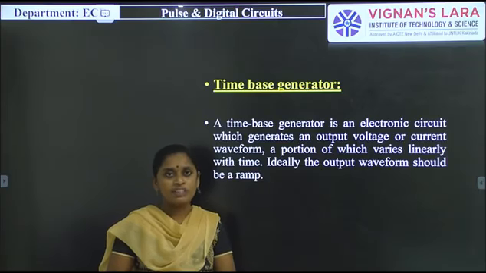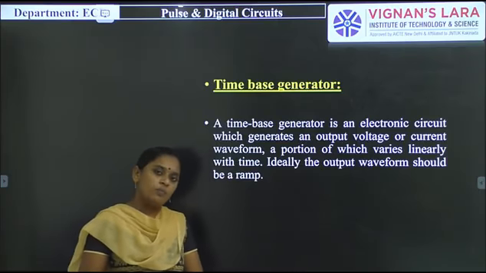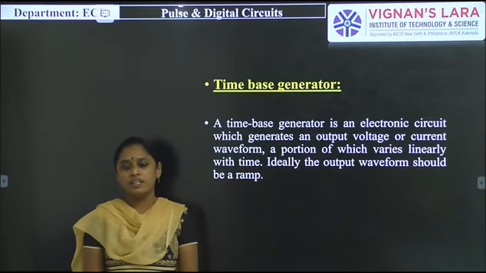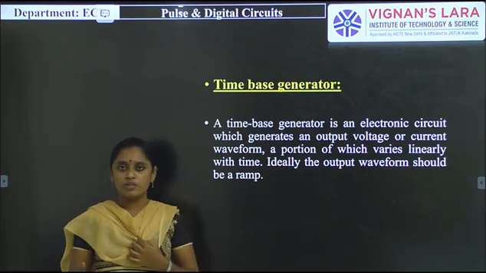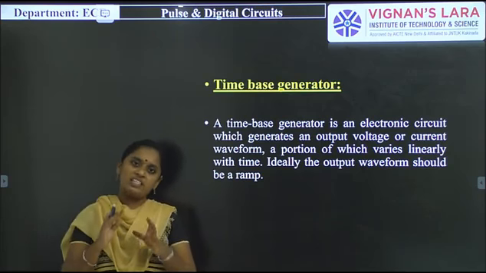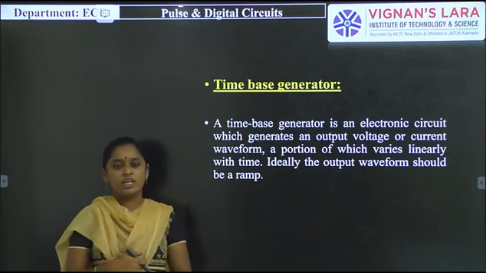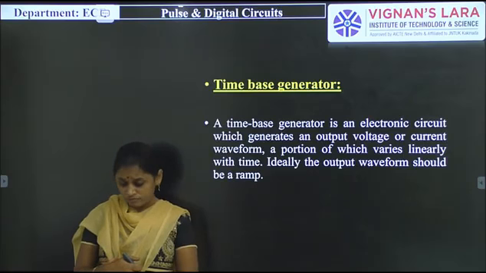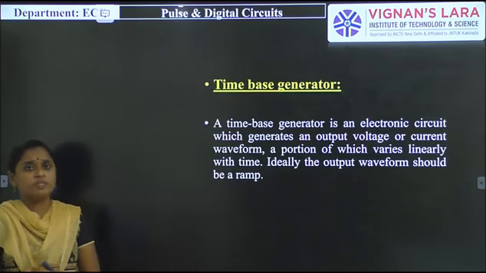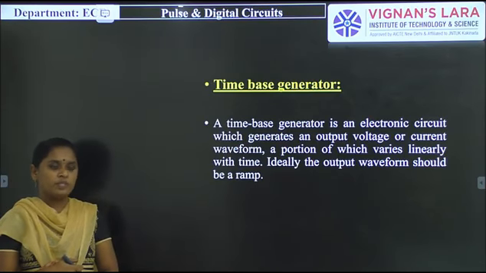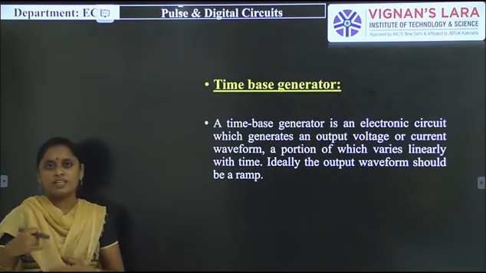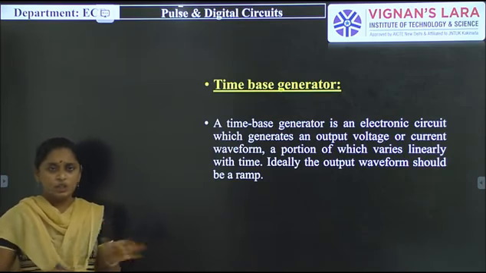So that is about the time base generator, and it is mostly used in CROs and in our day-to-day use in television. The major application of this time base generator is in the CRO. I think all of you have observed the waveforms of the CRO. In the CRO, the output waveform may be a sinusoidal signal, a square wave signal, a triangular signal, or any other signal.